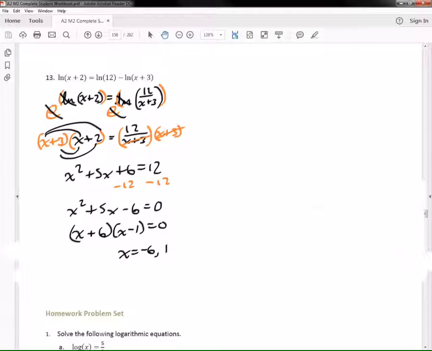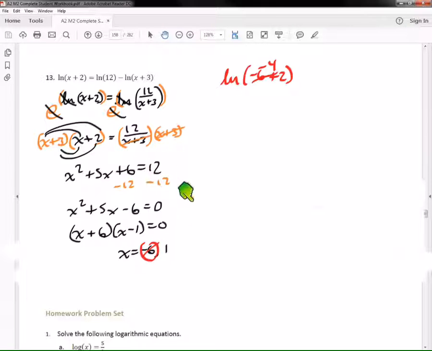Do either of these numbers not work? I mean, do either of these numbers make the inside of a log zero? Or negative? Let's see. Natural log of, let's try the negative 6 first, negative 6 plus 2. Oh, hold your horses. What is negative 6 plus 2? Negative 4. Negative 4, that's not allowed. Alright, peace out, negative 6. I gave you a shot, but you blew it.